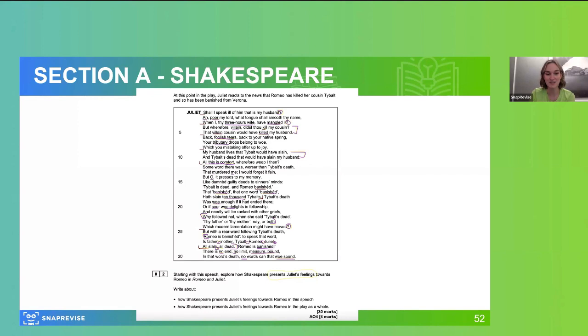"Tybalt's dead, thy father or thy mother, nay, or both?" She's trying to come to grips with it. The list here is father, mother, Tybalt, Romeo, Juliet, all slain, all dead. She's listing every single person in her life. She's again making a kind of hyperbole, an example of how devastating this news is, and how this one word has really impacted her. "All slain, all dead." The monosyllabic nature of that line, and the repetition of "all." So again, thinking about what techniques you can be bringing up when you are analyzing an extract is all really important.